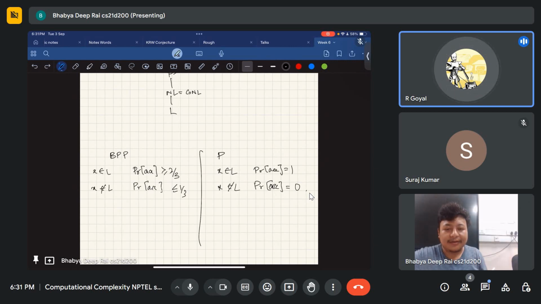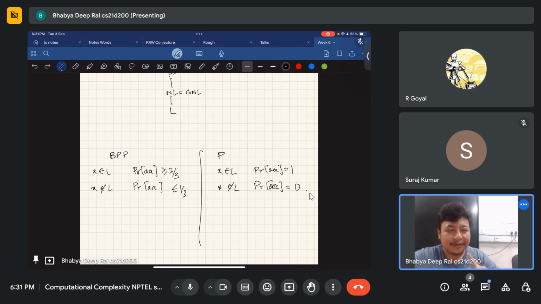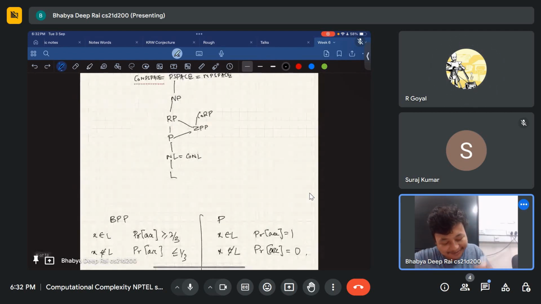This P would be there in BPP. That's right. Because every P algorithm, if I give you a P algorithm, it still satisfies this. So every P algorithm is still a BPP algorithm. But is every BPP a P algorithm? That is another question.